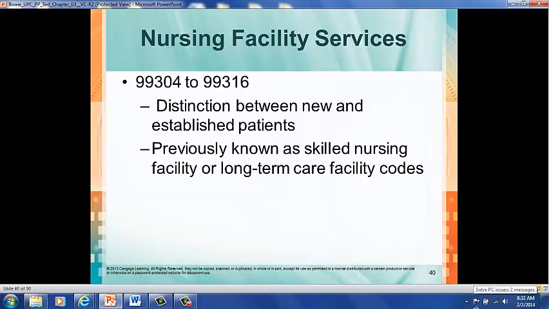Code ranges 99304 through 99318 up until 2006 were referred to as Skilled Nursing Facilities, or SNF, Long-Term Care Facilities, LTCF, or Intermediate Care Facilities, ICF codes, but this range is now referred to as Nursing Facility Services. If your provider refers to the place of service as any of the preceding, this is the code range you would use. Convalescent care and rehabilitative care are also provided in these facilities, and these services also fall under this code range.